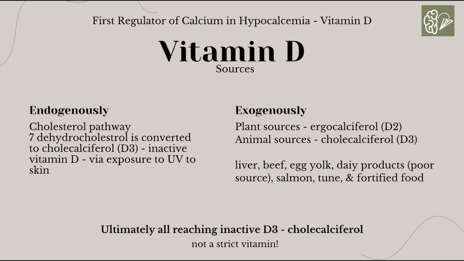But vitamin D is also produced endogenously, hence why sometimes it's referred to as not a strict vitamin, because ideally vitamins are always compounds or structures that you have from external resources like supplements or from food. But vitamin D is also found endogenously, and this is via the cholesterol pathway.